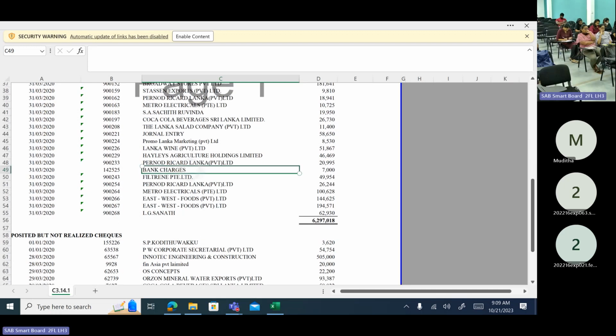We have bank charges here. Bank charges is the adjusting item in the cash book. It can't be an item in the reconciliation, right? Do we need to explain more about that? It should be adjusted to the cash book.